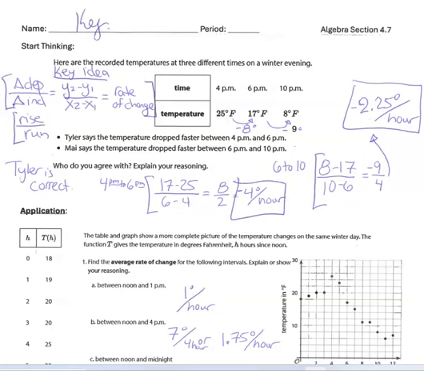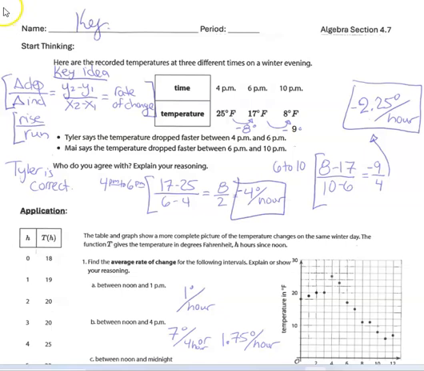So it's recorded at 4 p.m., 6 p.m., and 10 p.m., and it has the different temperatures there. It says Tyler says the temperature dropped faster between 4 and 6, and Maya says it dropped faster between 6 and 10. And you are supposed to figure out who you agree with and explain your reasoning.